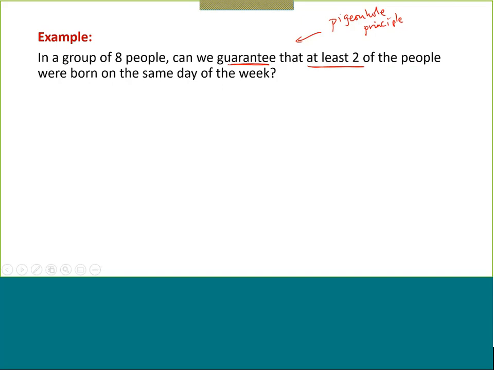So in order to apply pigeonhole principle, you have to do three things. The first two things are identify who will be tagged as your pigeons and who would be tagged as your pigeonholes. So in this particular situation, anybody have a guess of who you would tag as your pigeons and who you would tag as your pigeonholes?